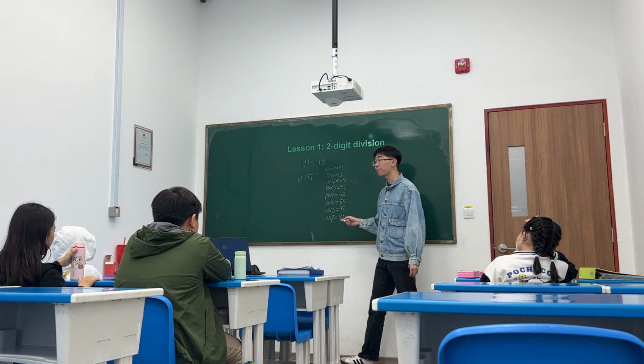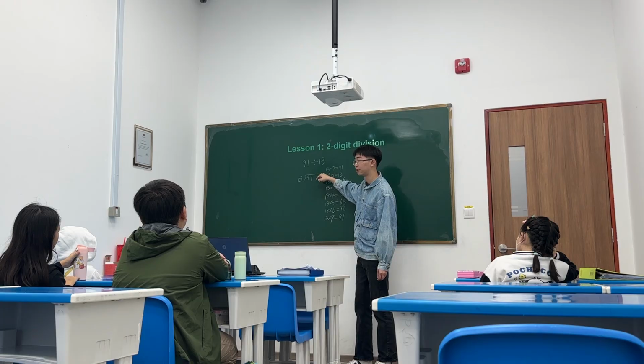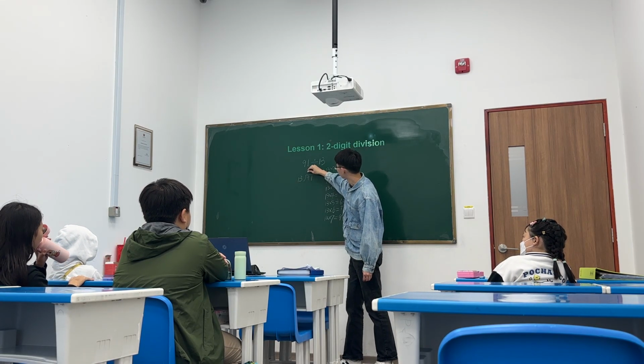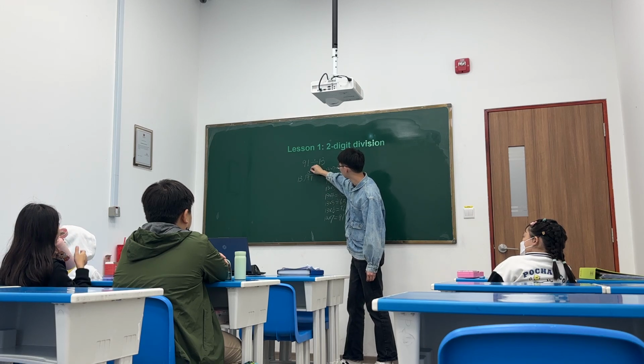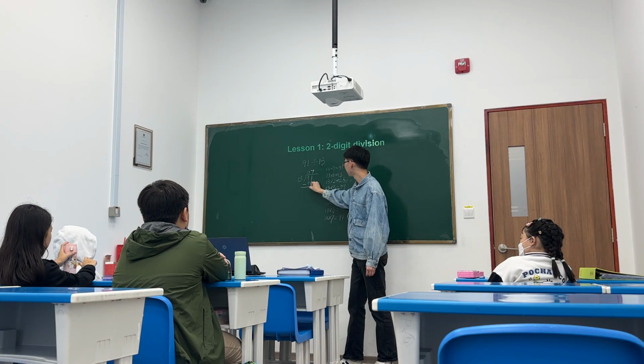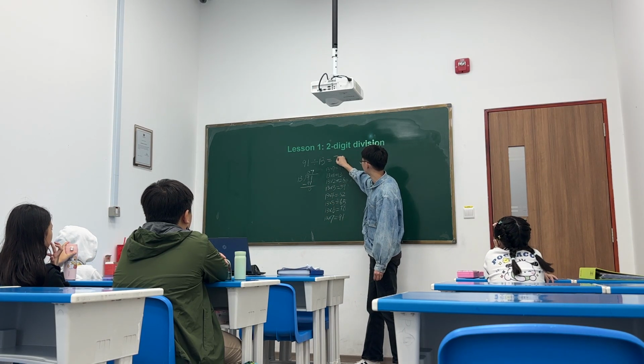Perfect. Now if I want to put the 7 as an answer, where should I put it? Should I put it above 9 or above 1 here? Above 1, because this 9 cannot divide 13. So we'll put a 0 over here, and then you put a 7 over here. Now 7 times 13 equals 91. Then there will be no remainder. So for this question, the answer here is just 7.